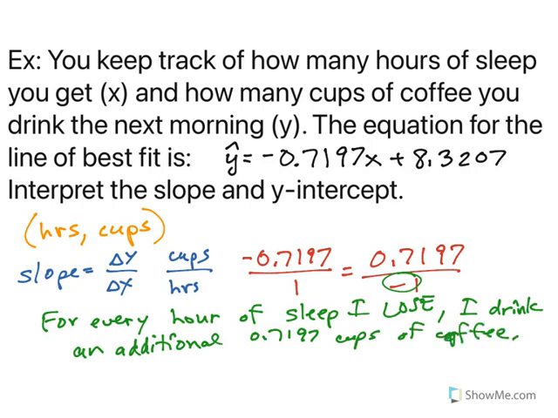which I think is actually pretty accurate in my world, right? When I lose hours of sleep, I increase the amount of coffee. That's what this is saying. So for every hour of sleep I lose, I drink an additional 0.7197 cups of coffee.